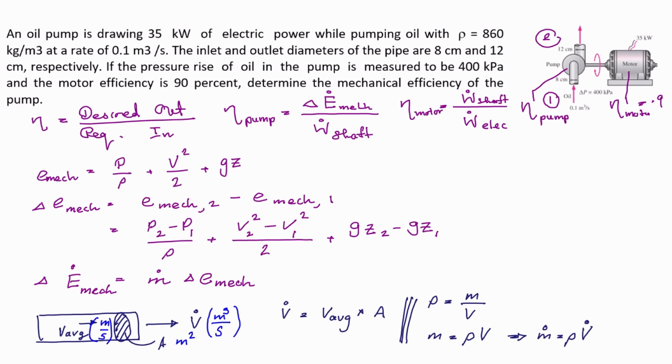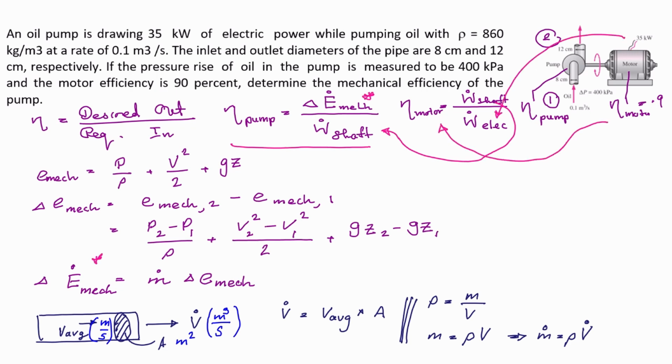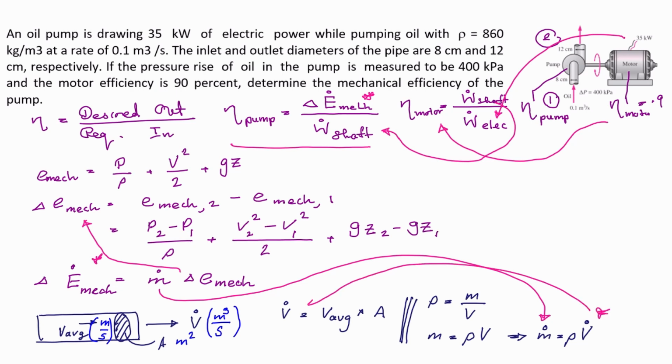Our plan is to use the efficiency equation to calculate the mechanical efficiency of the pump, utilizing the value of shaft work from the efficiency equation for the motor. To do this, we have the efficiency of the motor and the electrical work input to the motor. We also need to calculate the rate of mechanical energy change through the pump, and we can determine the mass flow rate using the equation m dot equals rho v dot, where v dot is calculated using the relationship between V average and the area.